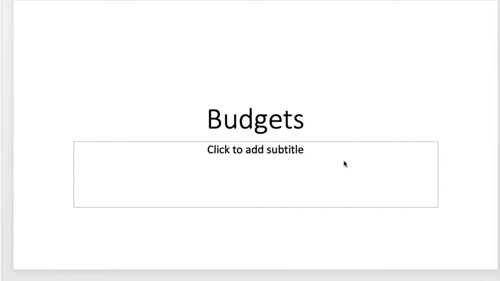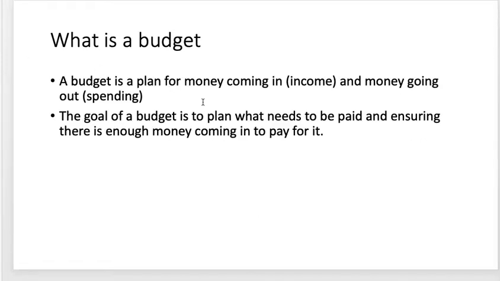To explain how to make a very simple budget. First of all, what is a budget? A budget is a plan for money coming in, which we usually call income, and money going out, which is spending.